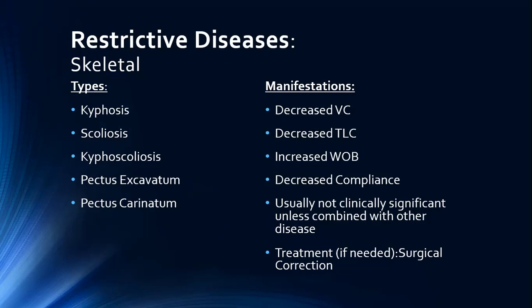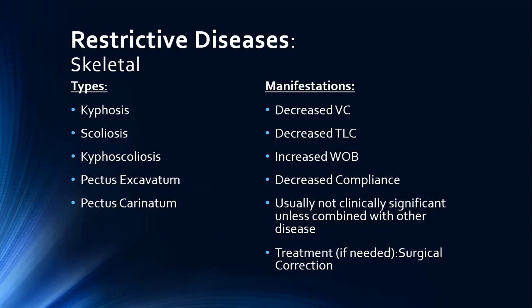And it's usually not clinically significant unless combined with another disease. So you can have pectus excavatum and not be like, oh, I can't breathe, oh my God, all your life, right? It's usually not that bad unless it's combined with another disease, like if you got pneumonia or something else, then it gets bad, okay? Treatment, if needed, can be surgical correction, right? If your chest is sunk in, we can kind of fix the sternum where it's back out. Or if you have kyphosis or scoliosis, they can try to surgically straighten your spine.